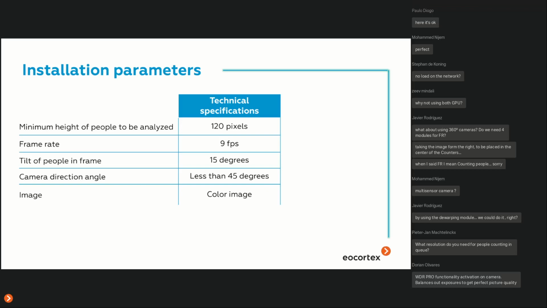Then, the camera direction angle is less than 45 degrees. That ties together with the previous point: your camera should be both angled properly horizontally, and it should be looking not straight down, but further away. So you should really make sure that the people in the frame can be clearly visible in full, from head to toe, and that they should not be tilted anywhere. So that's the main thing about this module.